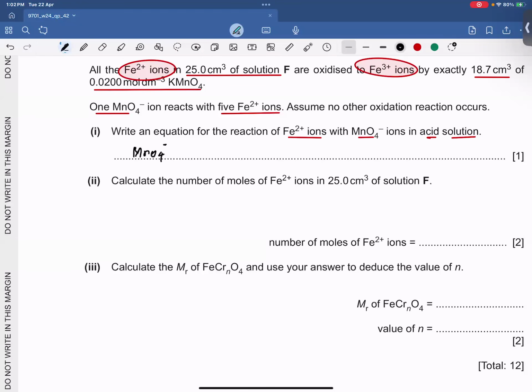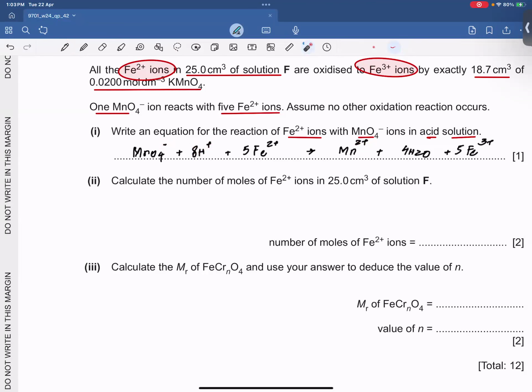MnO4 negative converting into Mn2+. See guys, manganese is 1 mole on both sides. We have 4 oxygen, so to balance oxygen, I'm going to write 4 water molecules. To balance hydrogen atoms, I'm going to write 8 hydrogen ions here. I need to mention iron 2 ions also, and these iron 2 ions are converted into iron 3 ions. So guys, we need to balance the charge. Over here, we have 2 plus charge. Over here, we have 7 plus charge. So I'm going to write 5 here and 5 here.